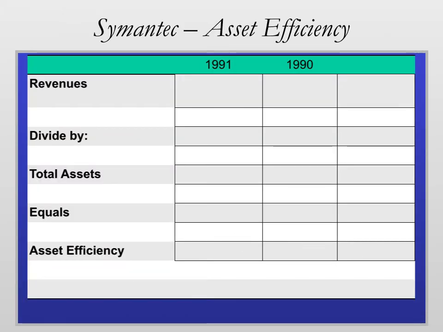So we take sales divided by the total assets for each year. We put it into a format like this. Simply take total revenues divided by total assets, or again, we can call revenues sales also. That'll equal our asset efficiency ratio.